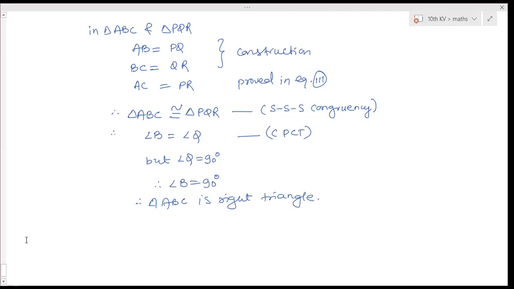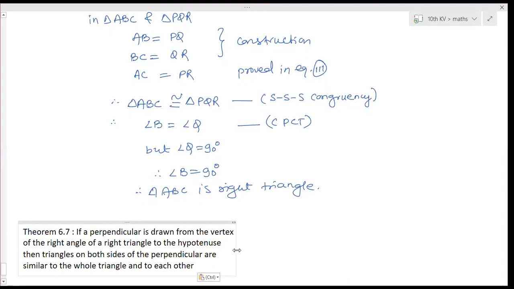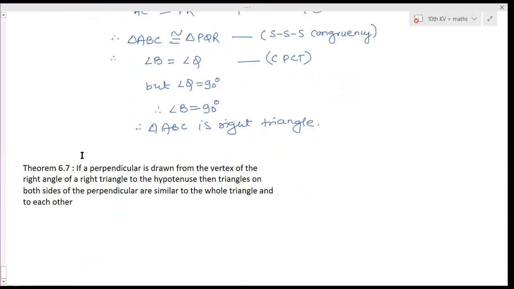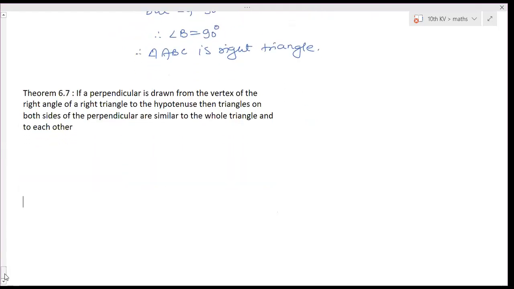Okay, then one more theorem is given. As a theorem, it is given. We are not supposed to prove it, but you should know this. If a perpendicular is drawn from the vertex of the right angle of a right triangle to the hypotenuse, then the triangles on both sides of the perpendicular are similar to the whole triangle and to each other. The same thing we have just proved with the Pythagoras theorem; this theorem is applicable for that.